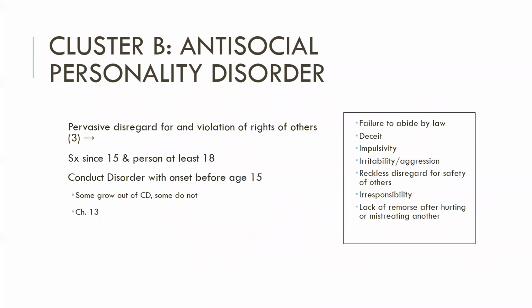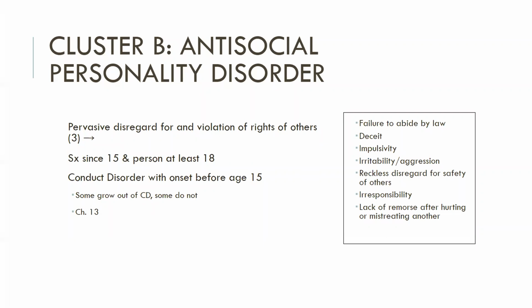Finally, within cluster B, we've got antisocial personality disorder. At its core, this one is a pervasive disregard for and consequential violation of the rights of others. Because this one is so severe, we're really only looking for 3 or more of these symptoms versus 5, which include a failure to abide by the law, regular deceit of others, regular impulsivity, regular irritability or aggression, a reckless disregard for the safety of others. So someone who's basically going to do what they're going to do, regardless of how it impacts others, specifically others' physical safety. Someone who is regularly irresponsible.